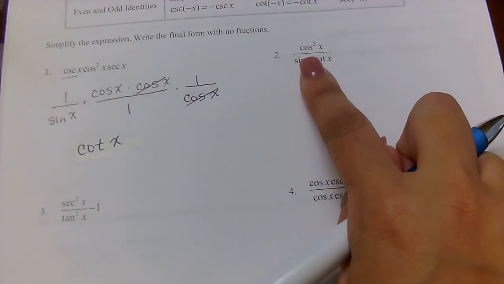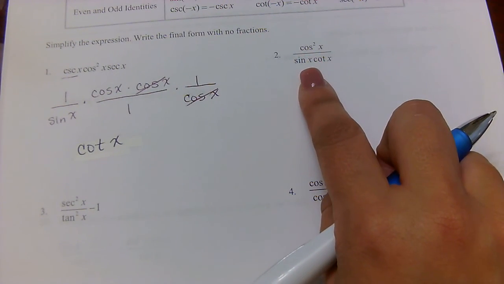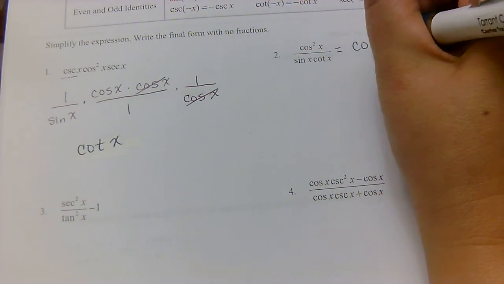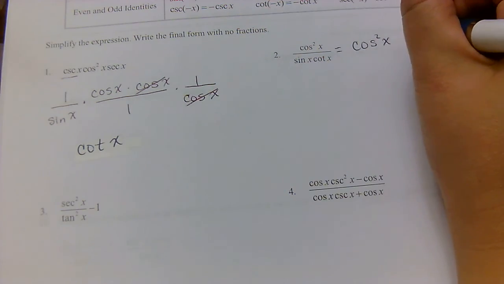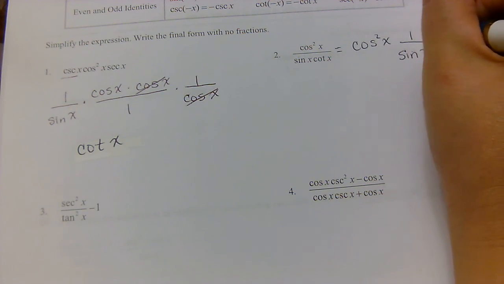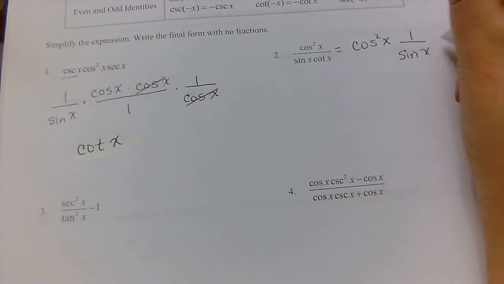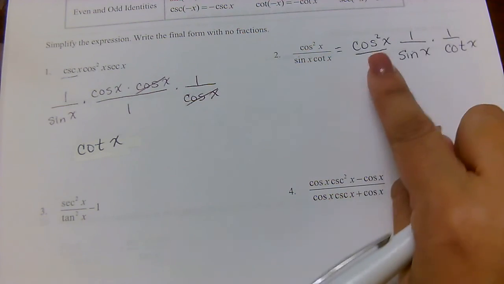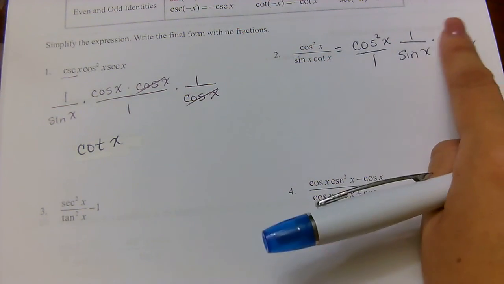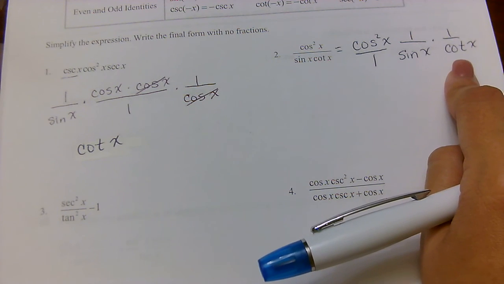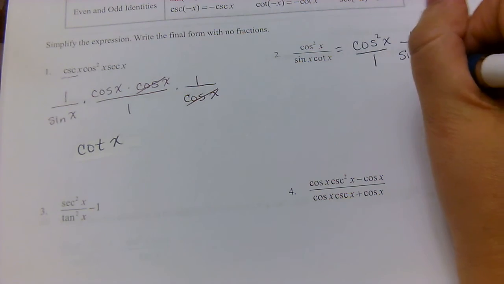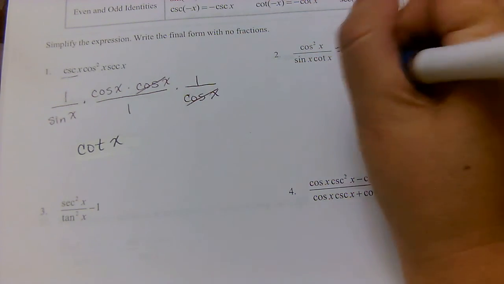Okay. Number 2, break them up. I'm going to go ahead and write it like this. I'm going to do cosine squared x, 1 over sine, and 1 over cotangent. So I'm not changing anything yet. I'm just writing what this is equivalent to. Now I'm going to go ahead and break this up. Now 1 over cotangent is the same thing as tangent. So I'm going to go ahead and change this to tangent. And I'm going to leave the other two as it is.